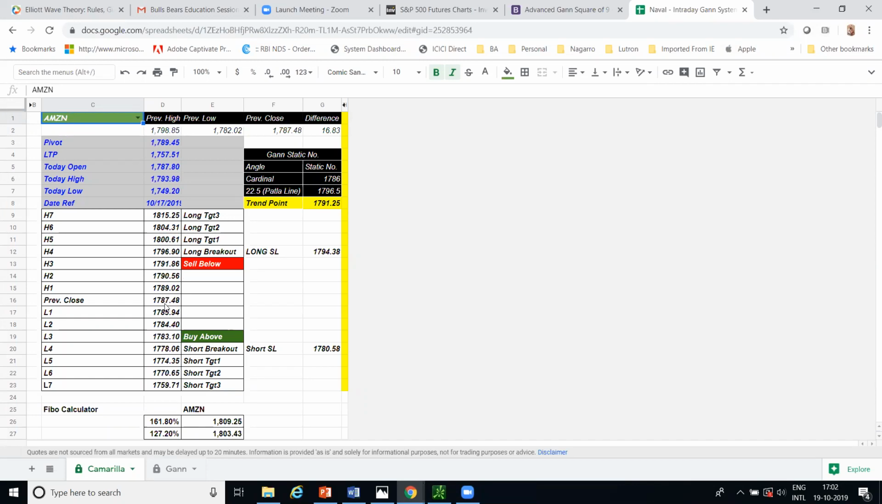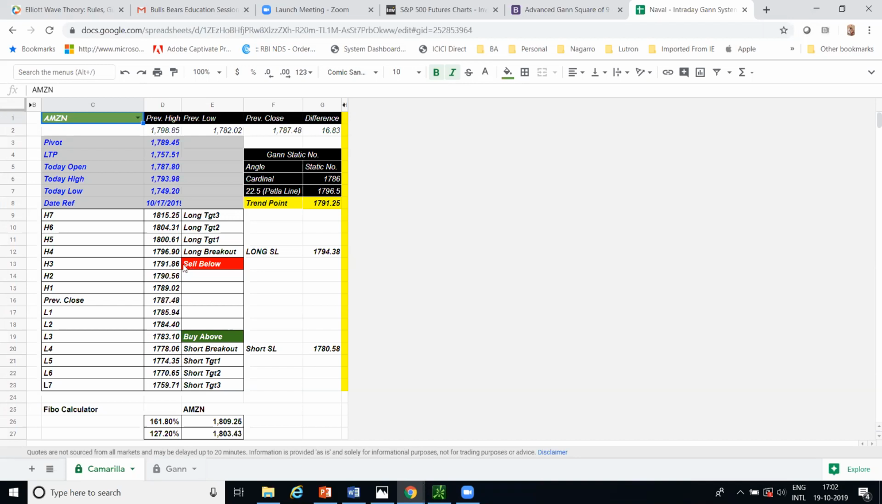Okay, so on Friday, it tried to cross 1796.90, but that never happened. The high was 1794.38. So it came down and there was a sell below, the same way that L4 was breached and L3 came. Here H4 was breached, but then H3 came, which was 1796; it tried to hit that but didn't make it, and then came back to 1796.